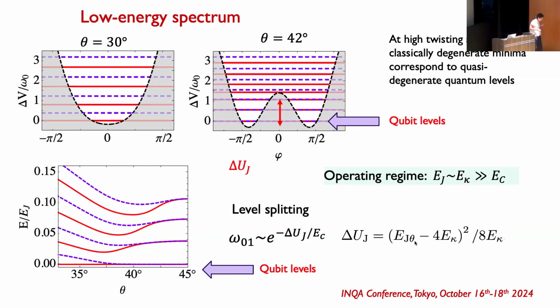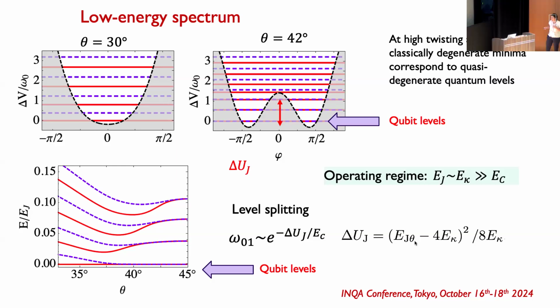Okay, now how does the spectrum look? This is the spectrum of the plasmon. It's essentially quasi-harmonic at low twisting angle. But when we increase the twisting angle, the potential starts to have two classically degenerate minima. These correspond to an essentially classically degenerate ground state, and quantum mechanically to a quasi-degenerate doublet, because of course there is still quantum tunneling that couples them.